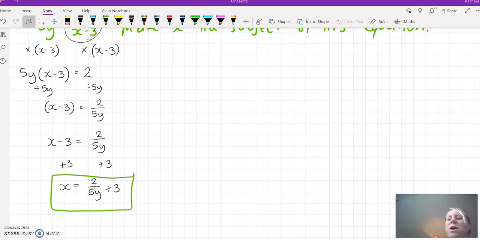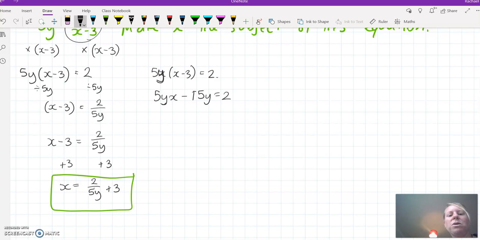So with this type of question as well, and you'll find this is what we get in algebra all the time, you can do things in a couple of different ways. I'm just going to show you at that second step here, the 5y times x minus 3 equals 2. If you wanted to, you might have thought, oh, I might expand out those brackets. That's absolutely fine. If you had done that, you'd get 5yx minus 15y equals 2.